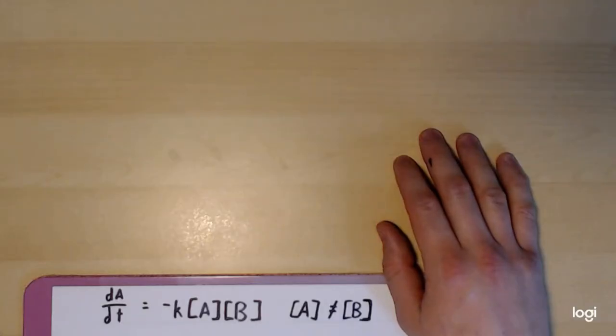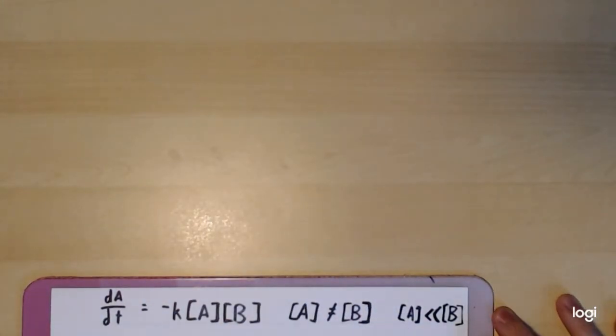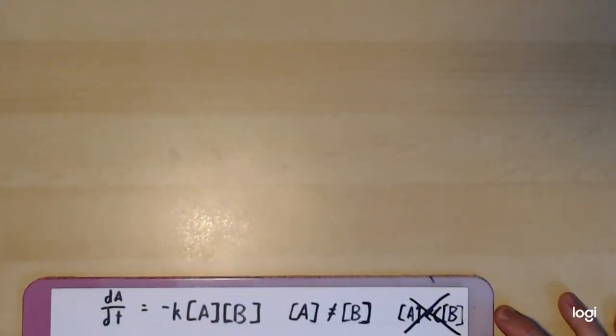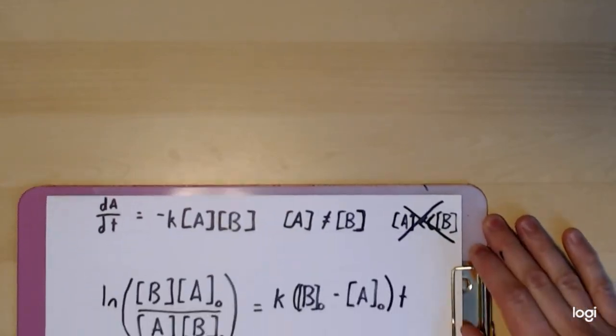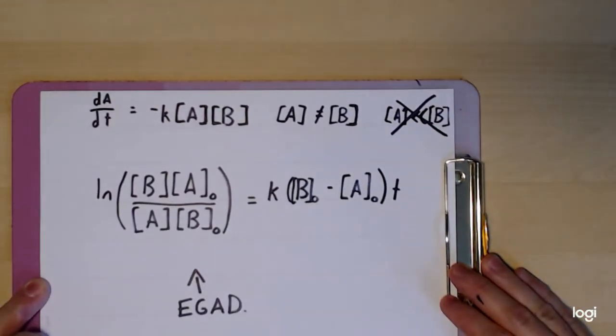Okay, so the last case I want to consider is when A does not equal B, but this assumption that B is way larger than A, that let us do the pseudo first order reaction, also does not hold. What can we do then? Well, we can integrate this expression again, as usual, but this integral really sucks. Who wants to deal with something like that?